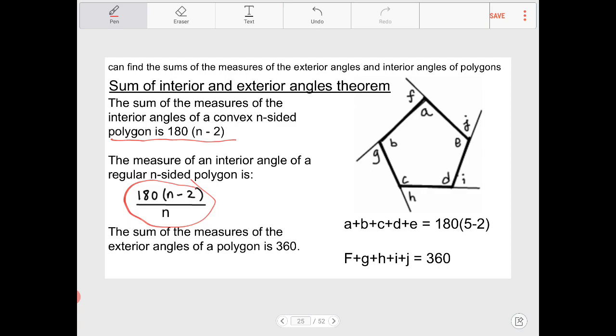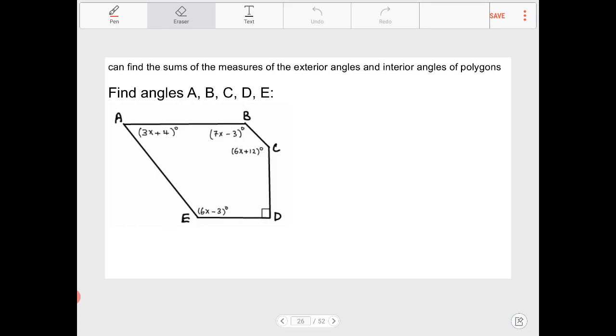And then the sum of the measure of the exterior angles of a polygon is 360 degrees. Again, this was what we had developed in the previous slide, right? That the sum of the exterior angles is 360 degrees. So this is the sum of interior and exterior angles theorem. Pause the video for a moment and make sure you have this in your notes.